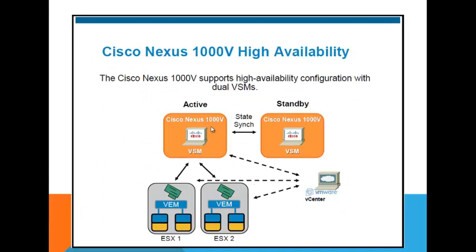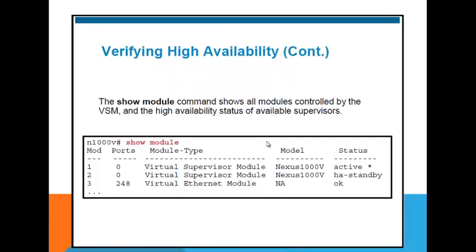For high availability, we can have more than one Nexus supervisor engine. When you type show module, by default modules 1 and 2 are always dedicated to the supervisor module, active and standby, and from the 3rd onwards the VEM comes into the picture. Virtual Ethernet module 1, Ethernet module 2. For each ESXi we will have one VEM, so we can have many modules.